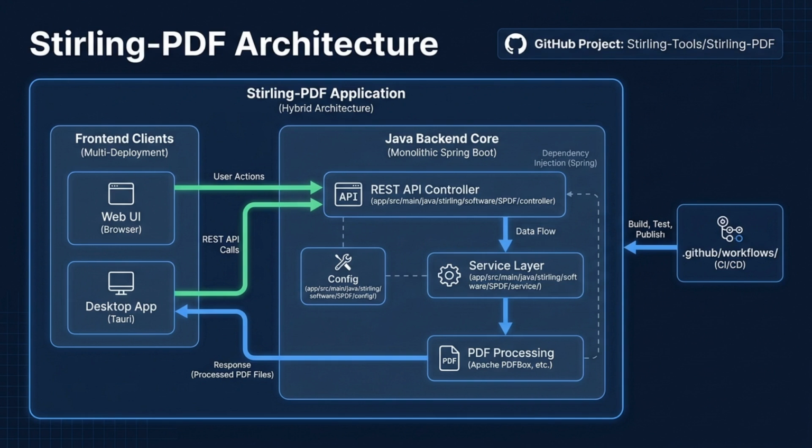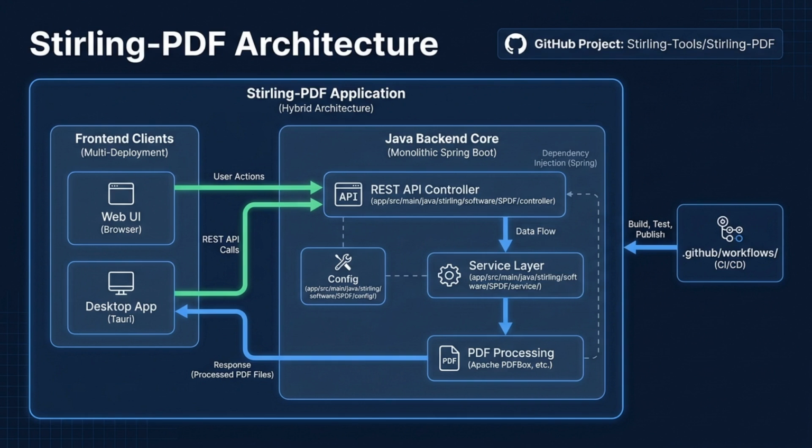Stirling-PDF's design philosophy is all about a robust Java backend paired with flexible frontends. At its heart is a single Java application, likely built on the Spring Boot framework. This backend does all the heavy lifting using mature libraries like Apache PDFBox. It then exposes all its functionality through a REST API, which is a standard way for different software components to talk to each other. And this is where the architecture gets really clever.